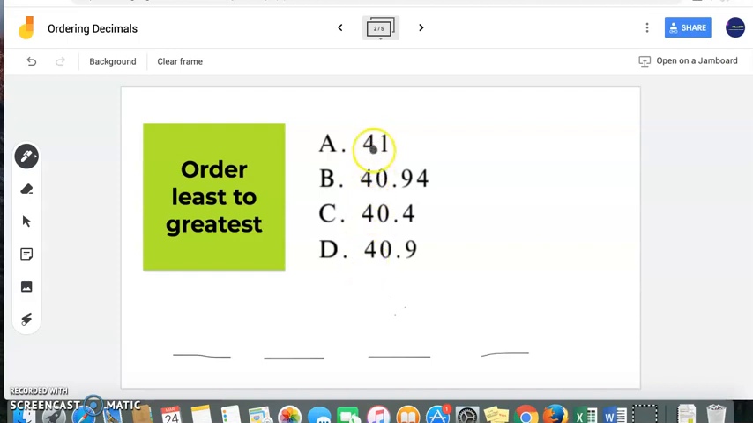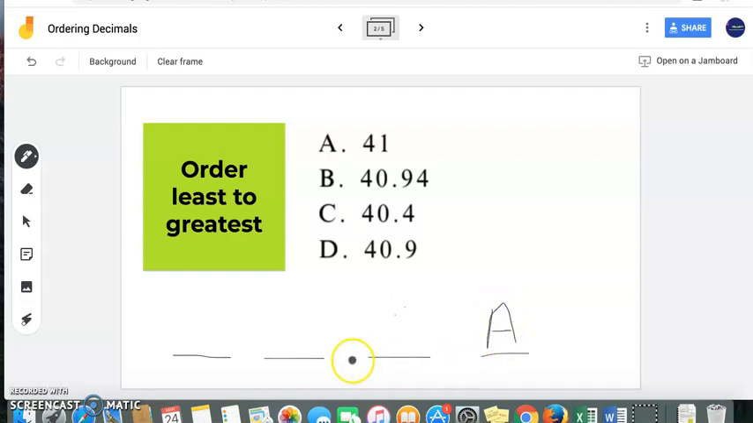So we're first going to start with the digits in my tens place, and I notice that they're all 4s. Since they're all exactly the same, we're going to now move to the digits in my ones place. And I see that I have a 1, 0, 0, and 0. So since 1 is the greatest number here in my ones place, that immediately shows us that 41 is the largest number I have here. So I'm going to write A on this line here.